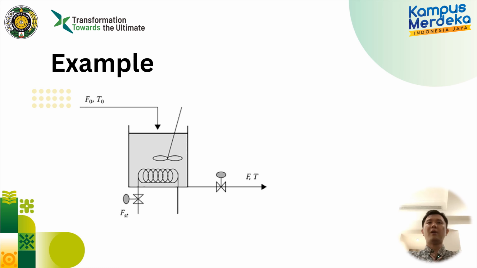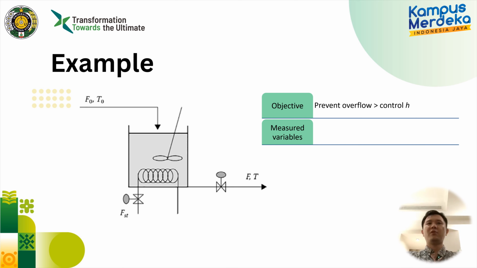Let's return to our previous example about the stirred tank heater. Say we want to prevent liquid overflow. Our operational objective would be controlling liquid height. We can measure liquid height, volume, or even inlet stream flow rate as a means of monitoring the tank condition.